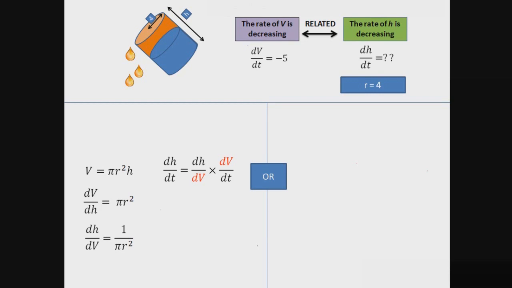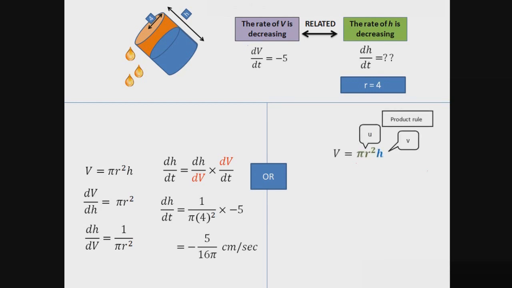Back to the chain rule, we now substitute all the available values. The dh over dV will become 1 over pi times r, which is 4 square, and then multiply by dV over dt, which is negative 5. And the answer will be negative 5 over 16 pi centimeter per second. Or the other way is by implicit differentiation.